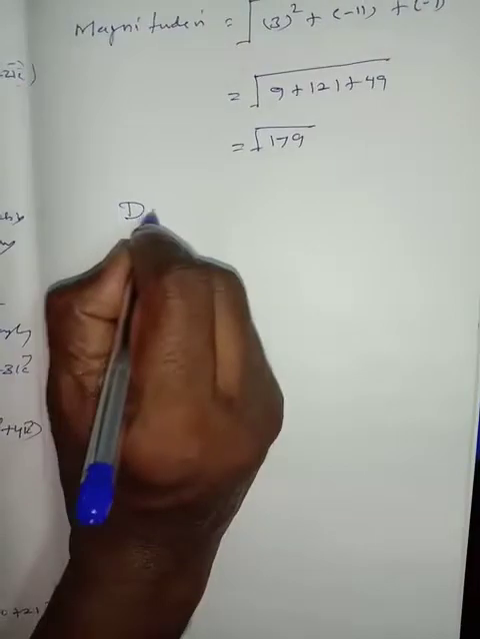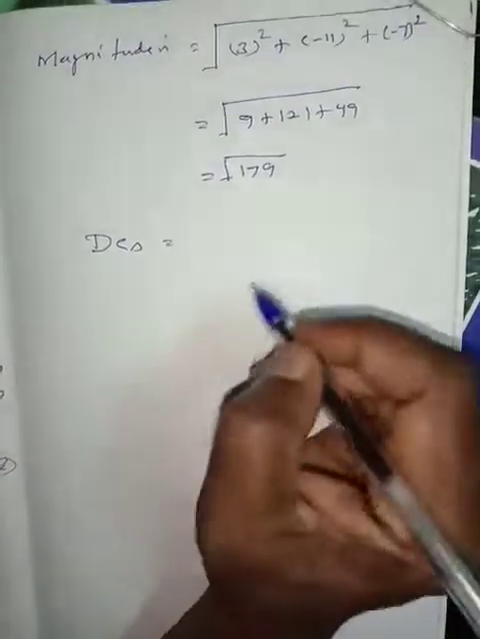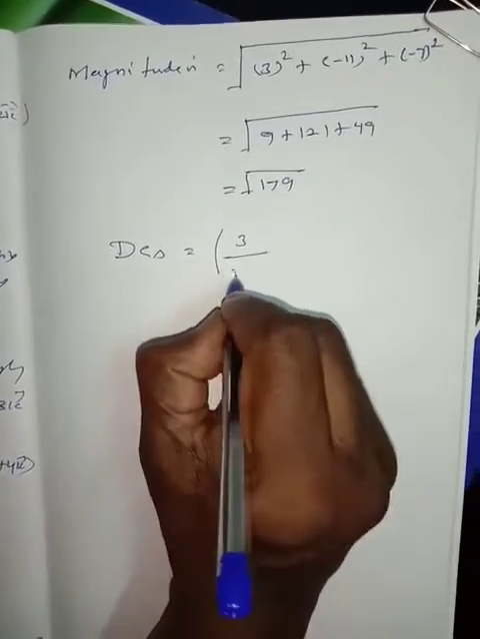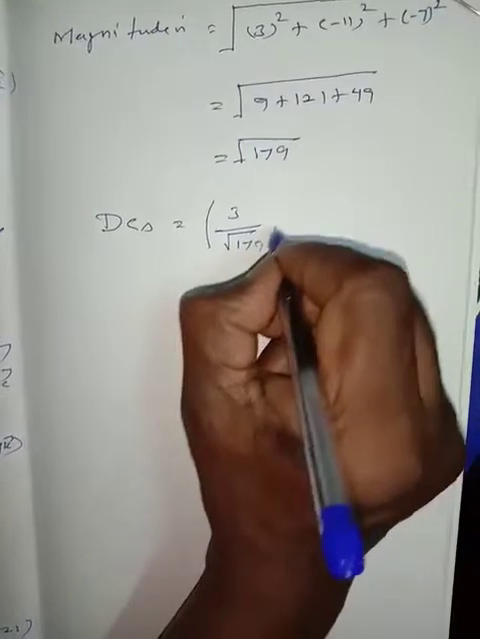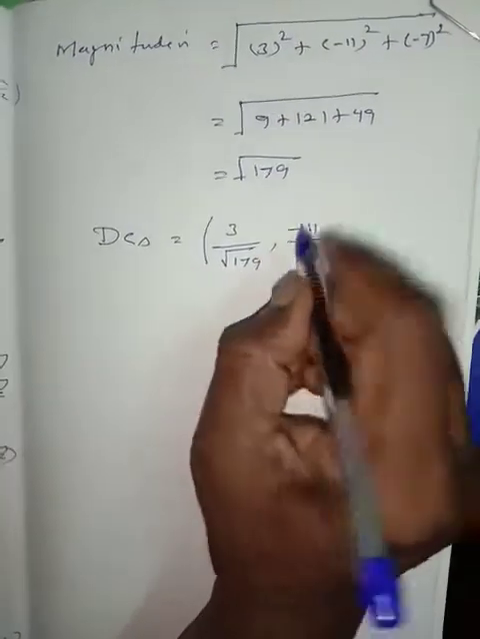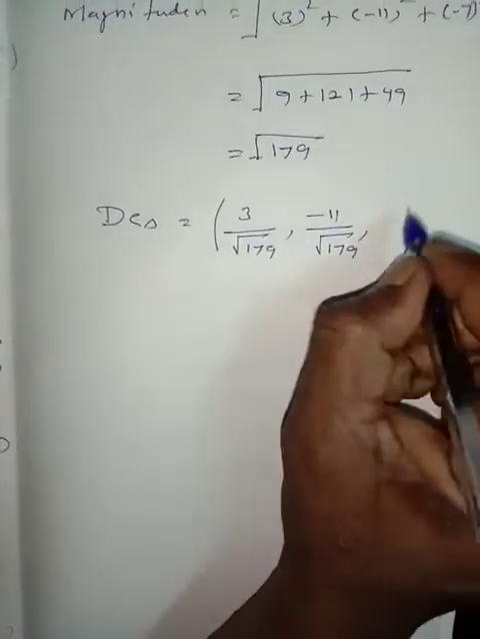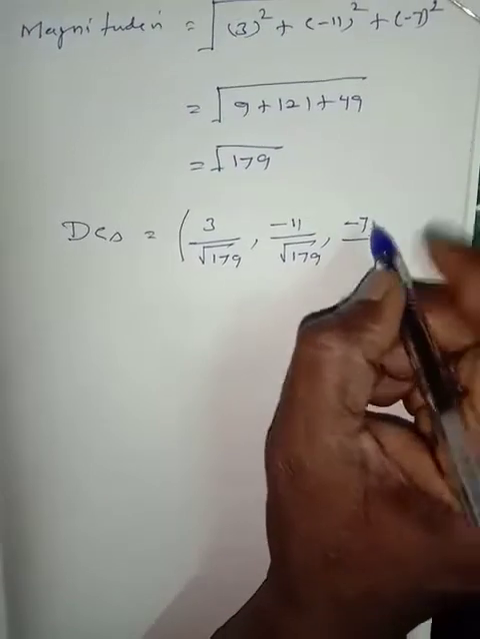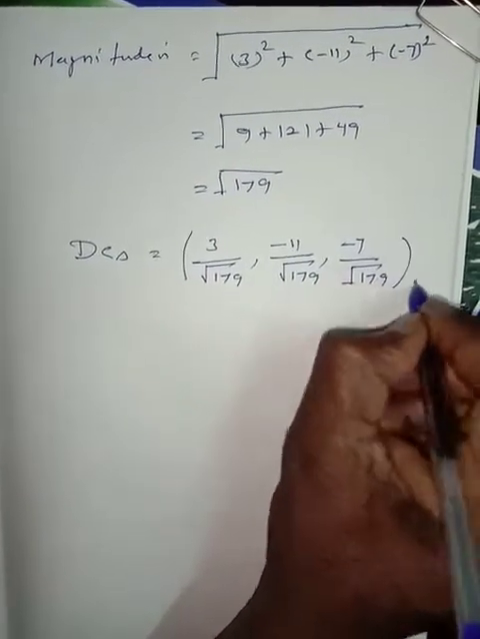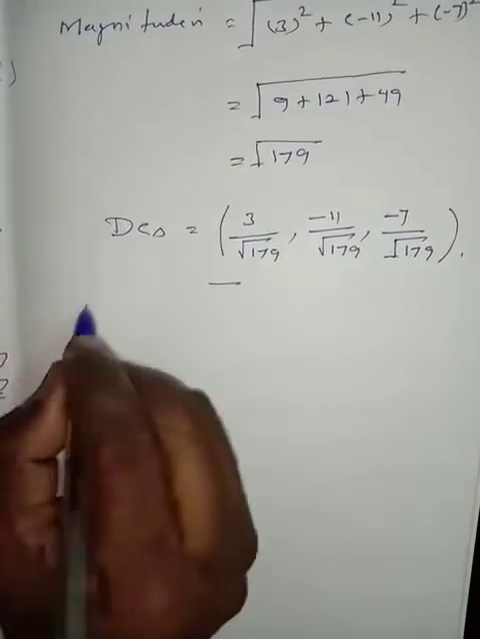This means direction cosines are equal to the vector divided by the magnitude: 3 divided by root of 179, minus 11 divided by root of 179, minus 7 divided by root of 179. Answer result.